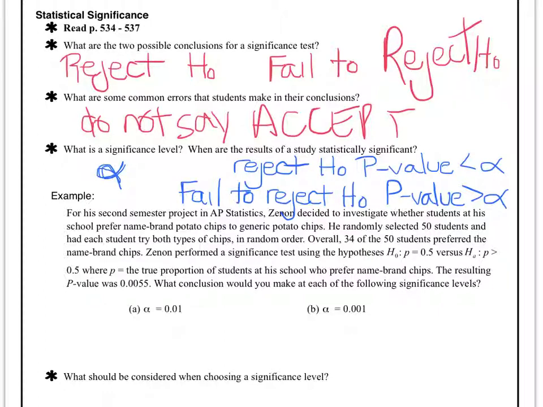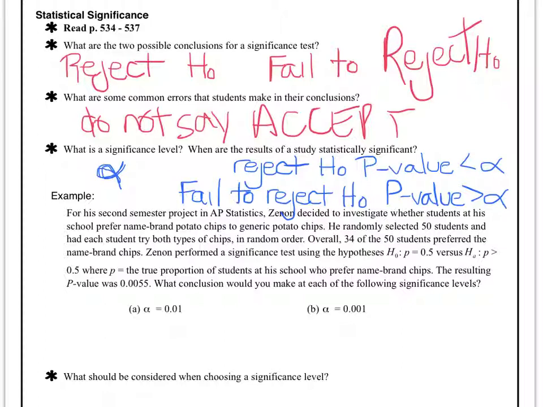Okay, so for his second semester project in AP Statistics, Zenon decided to investigate whether students at his school prefer name brand potato chips to generic potato chips. So he randomly selected 50 students and had each student try both types of chips in random order. Overall, 34 of the 50 students preferred the name brand potato chips.